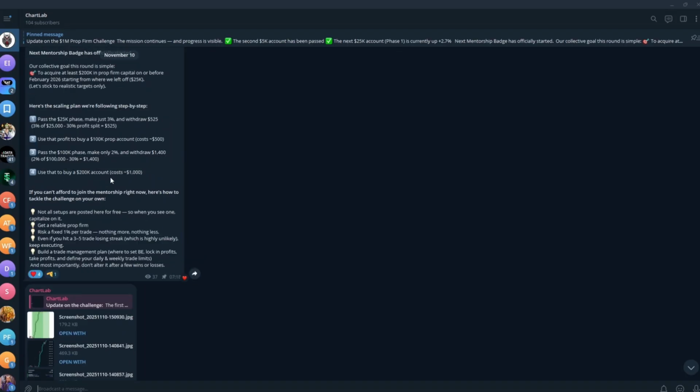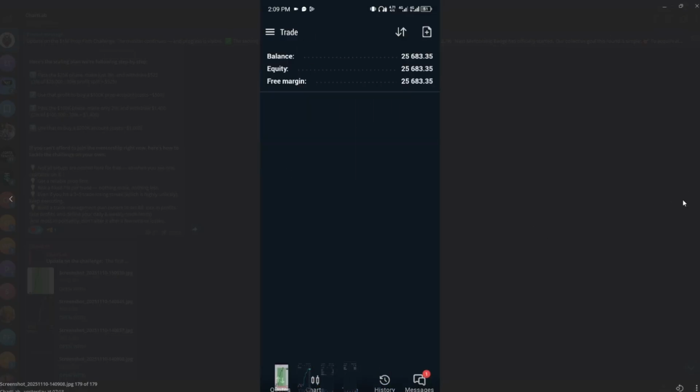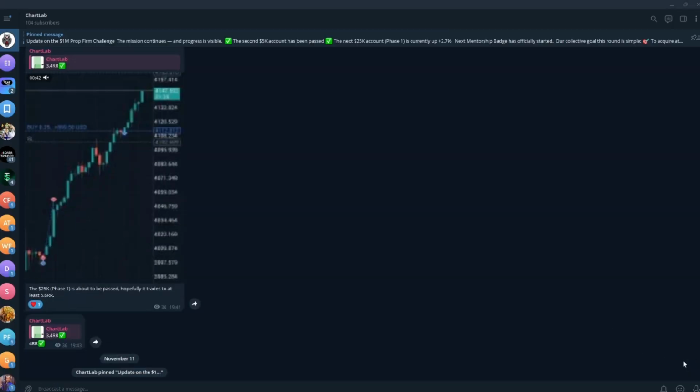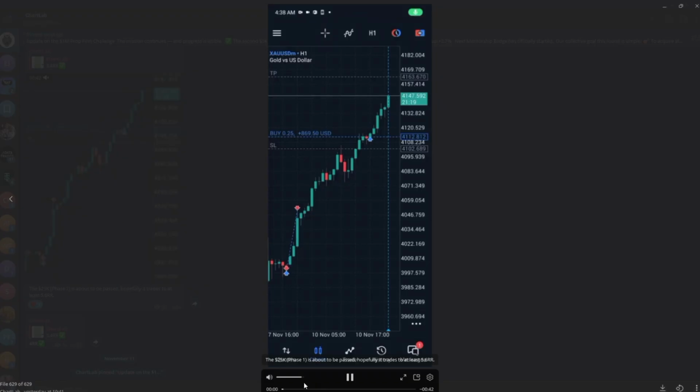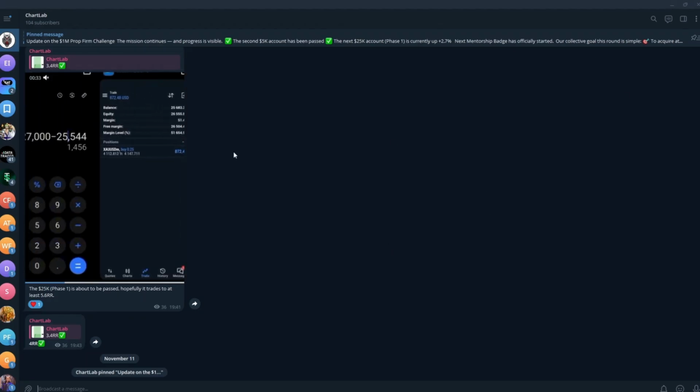If you guys are interested in it, and this is actually the proof of it, you can go through it. You can see this is actually the proof of the next 25k we have bought. This is up only 2.7%. And if you scroll down, this is actually a trade that I took on it, as I'm about to pass. A trade that is currently running is about to be passed, right?